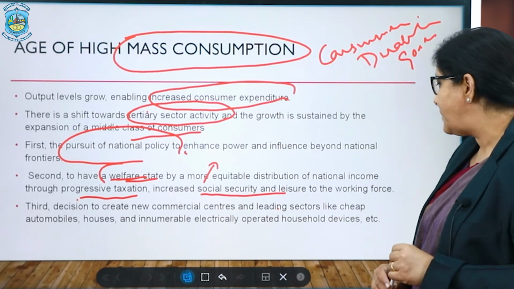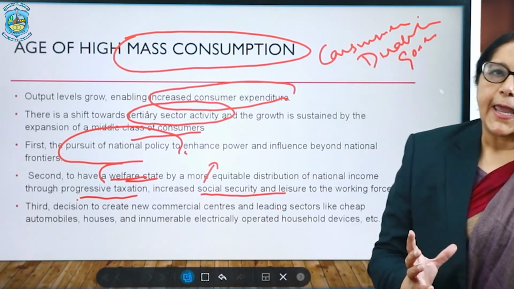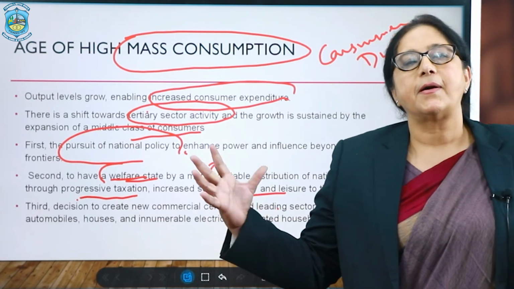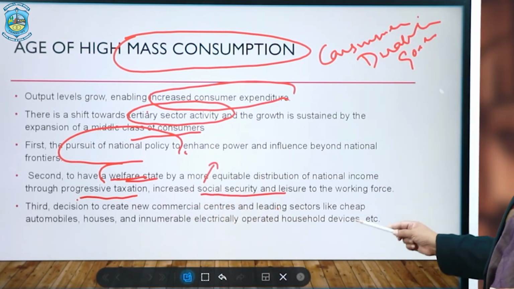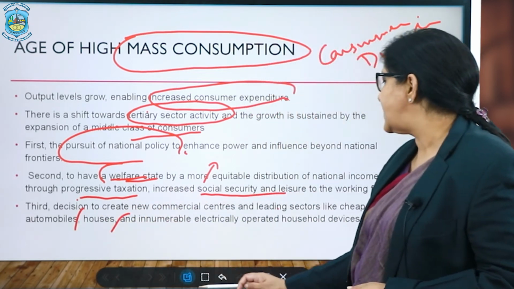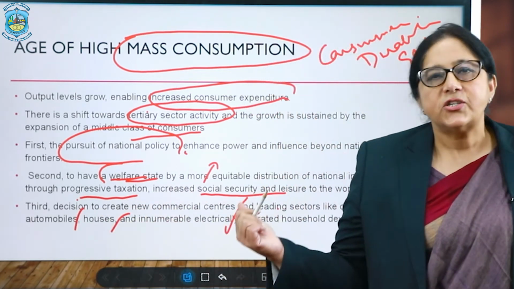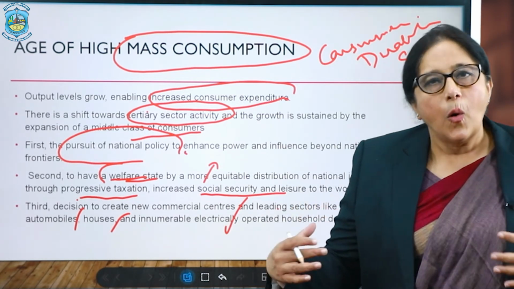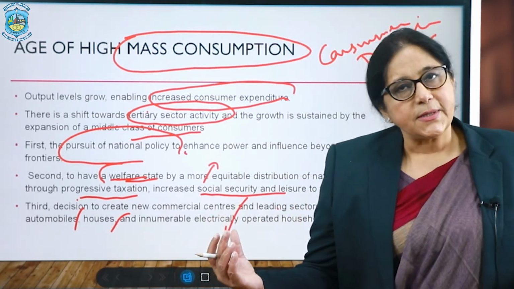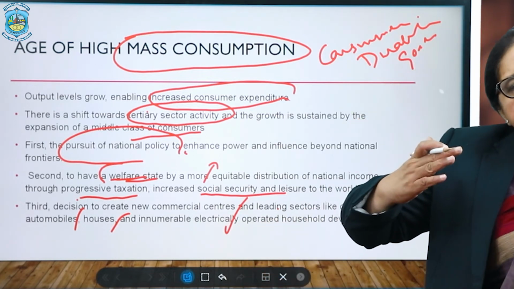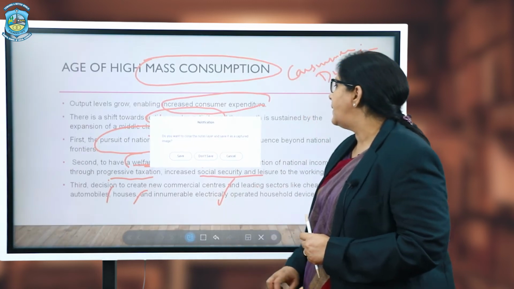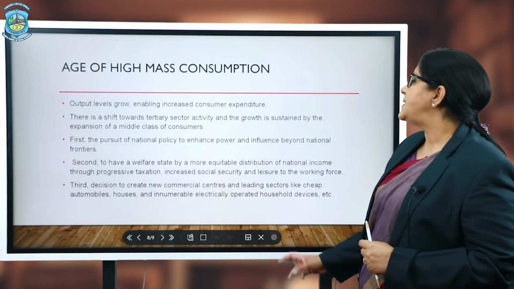So, the age of high mass consumption is characterized by large-scale production of consumer durable goods such as automobiles, houses, electrically operated gadgets. At the same time, the economy starts thinking beyond its national boundaries. So essentially, Rostow said that economies will pass through all these stages.